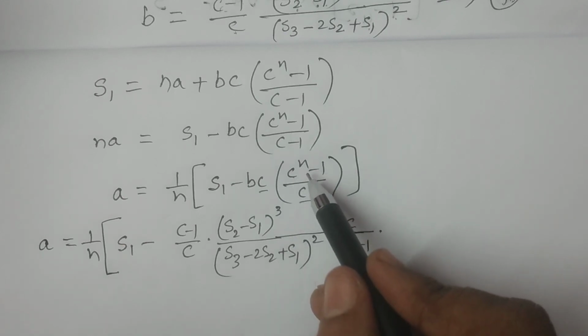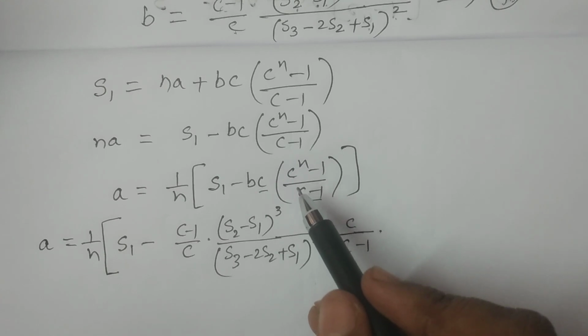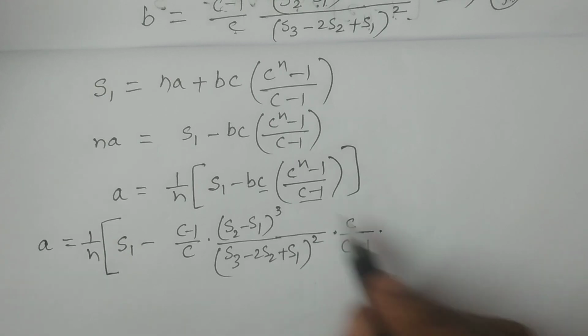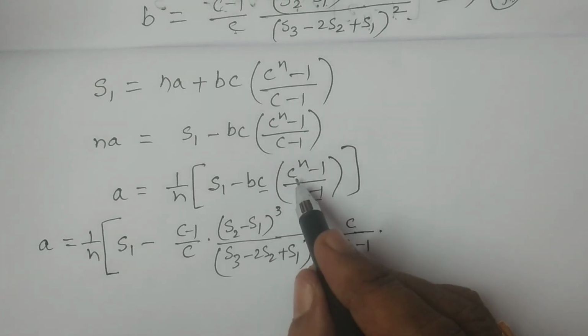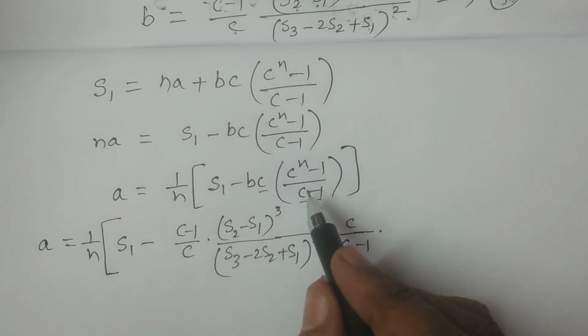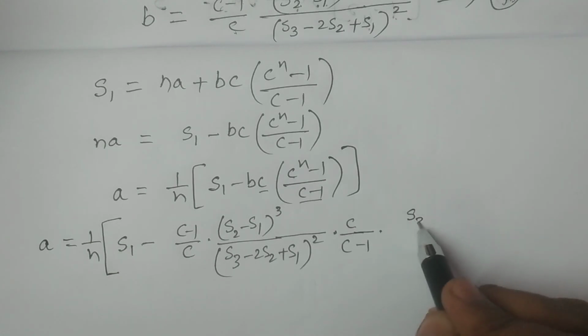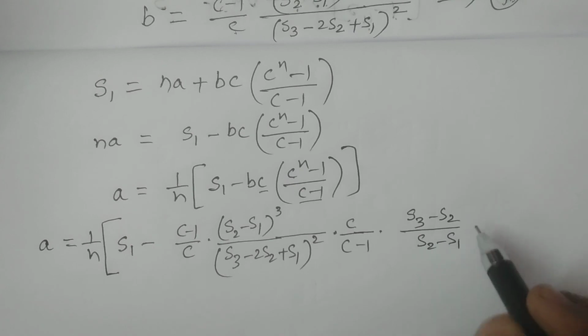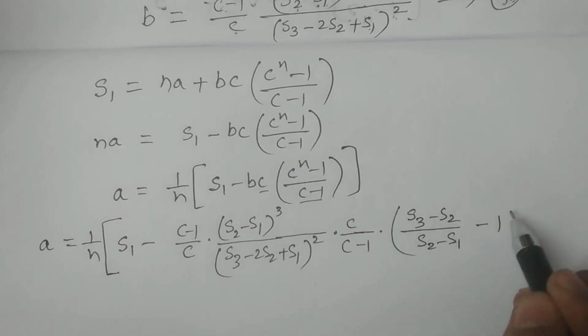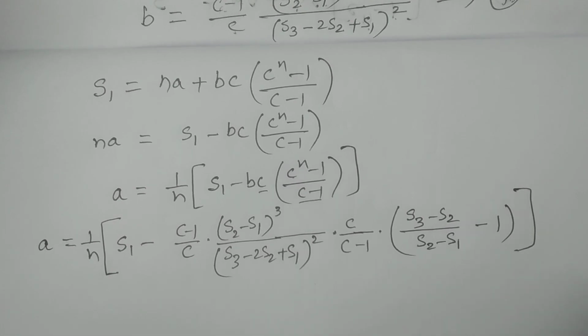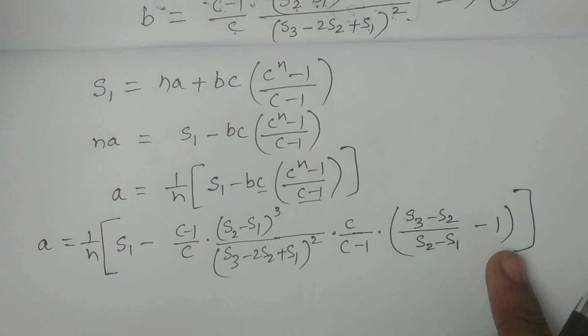And I am substituting now C power n. What did I say? I substitute the values of B and C power n, not C. Only C power n and B. What is C power n? That C power n is nothing but S3 minus S2 divided by S2 minus S1 minus 1. Clear?